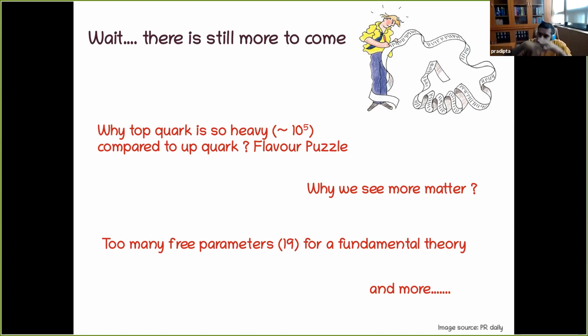So collectively all these things, and of course there are many more. For example, why gravity is not included in the standard model, just to give you one option. So all these glitches or shortcomings collectively motivate you to go beyond the standard model.